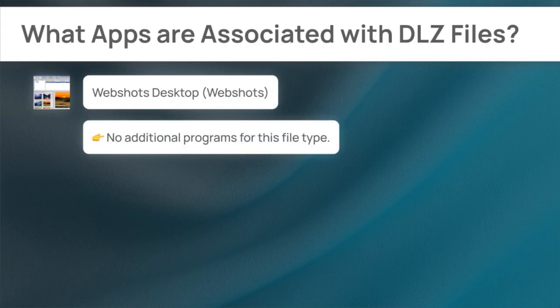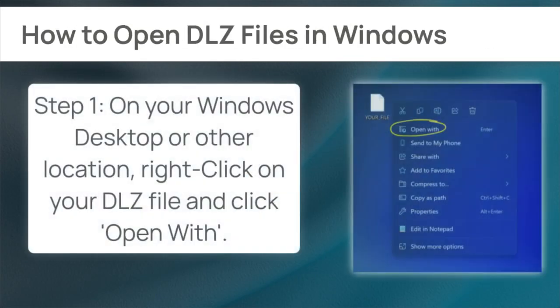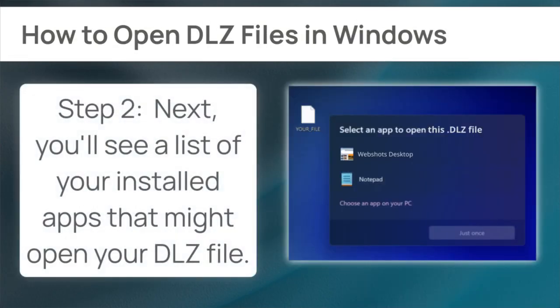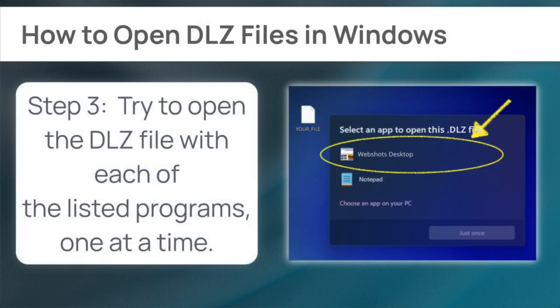The file requires external codec support that Windows does not provide natively. Windows can see the archive but may not extract it, so dedicated tools are needed. Open the context menu by right-clicking your DLZ file and choosing Open With. Try Webshots Desktop first. If it's absent, select another program. This trial and error approach is critical for diagnosis.